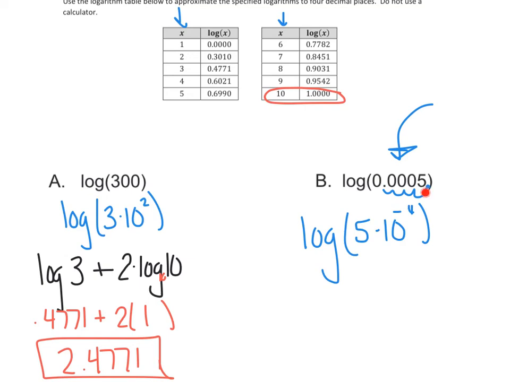We like to have one number to the left of the decimal. So I took my decimal and I moved it 1, 2, 3, 4. That's why I'm using a negative 4 here. And I want one number to the left, which gets me a 5. So 5 times 10 to the negative 4th.